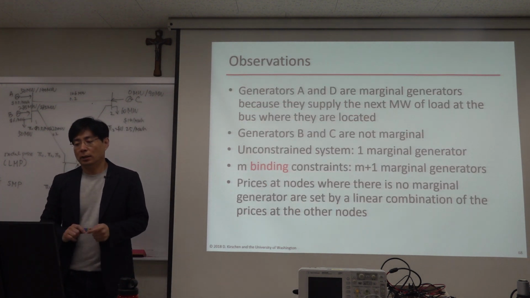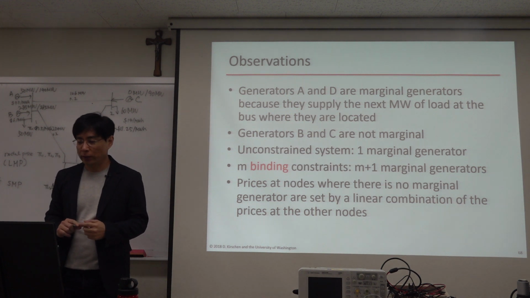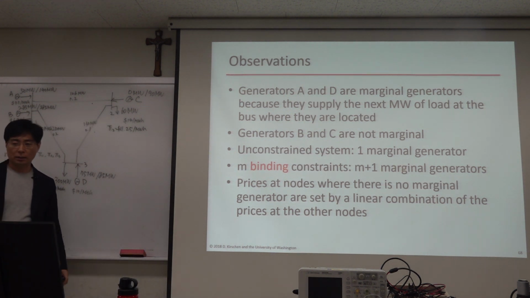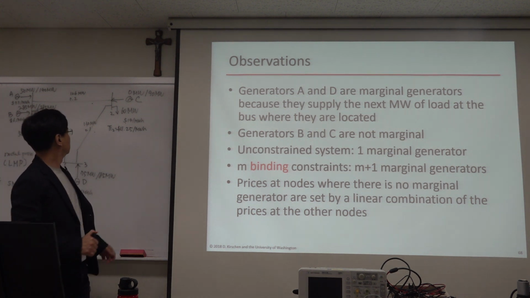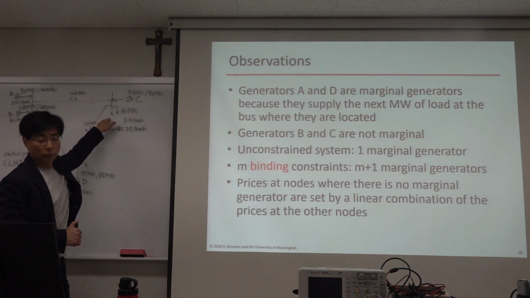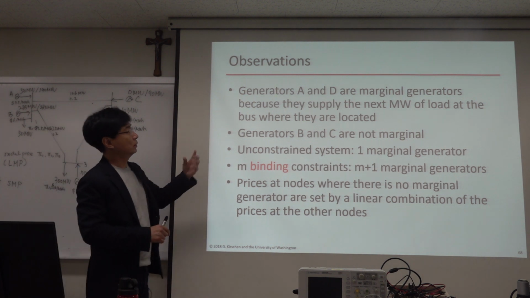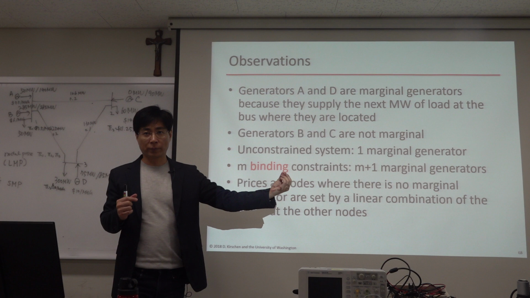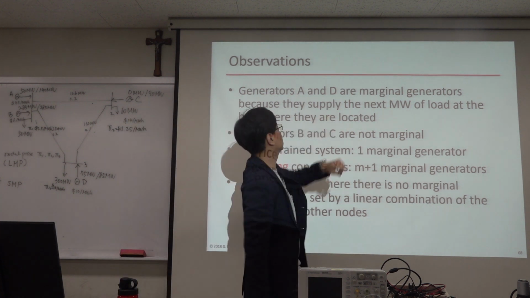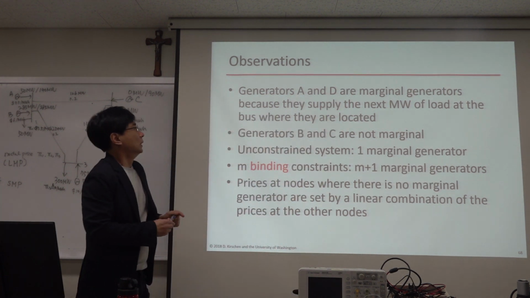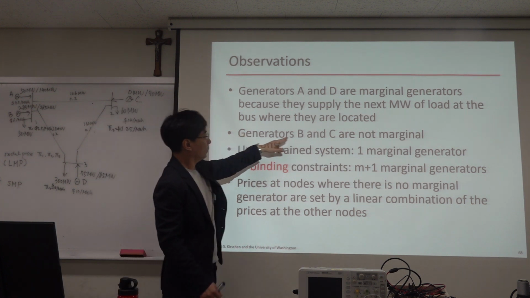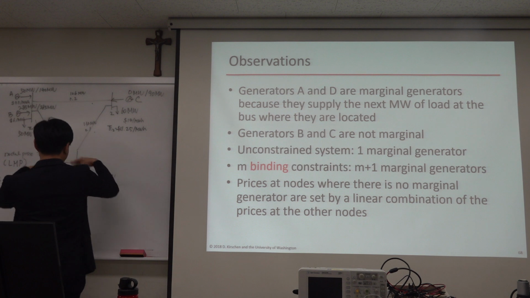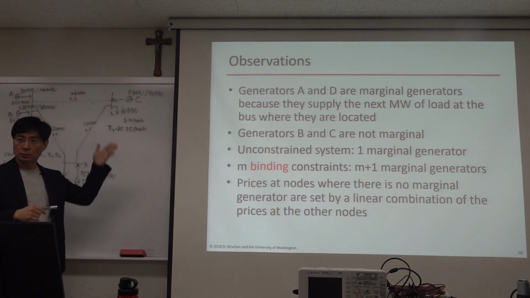So here are several interesting observations. Generator A and D are marginal generators for bus 2 because A and D determine the nodal price of bus 2. In that sense, they are the marginal generators. And generators B and C are not marginal because they do not determine any nodal prices in this network.